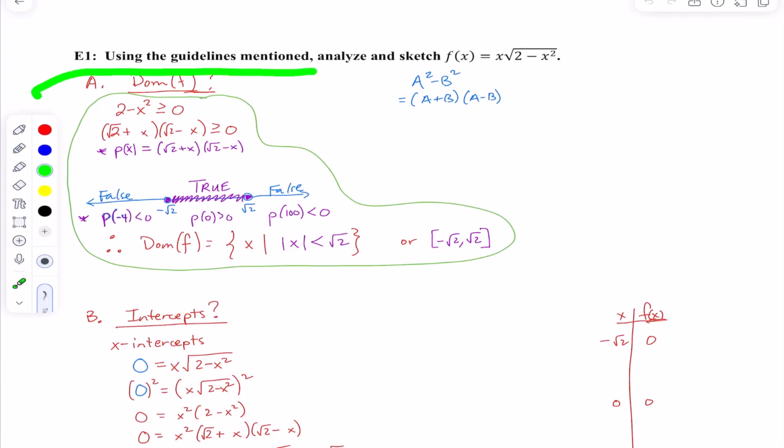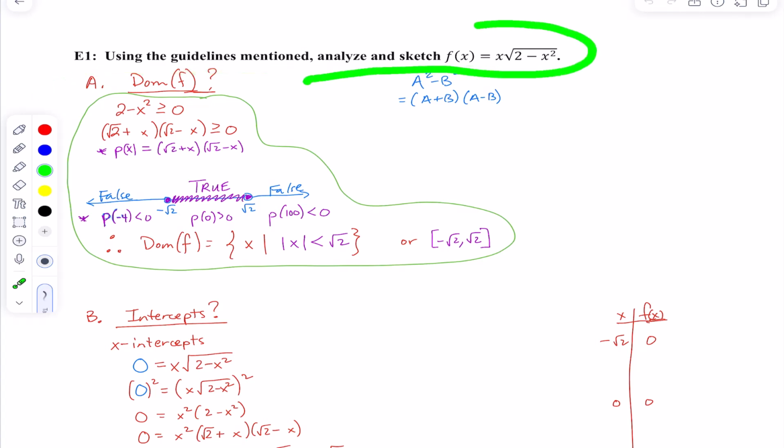Let's walk through the example using the guidelines mentioned and then go ahead and sketch this function. Keep in mind that we are going through many procedures from algebra and differential calculus. The first guideline is, what is the domain of this function? And if you look at the function carefully, it's actually the product of two functions.